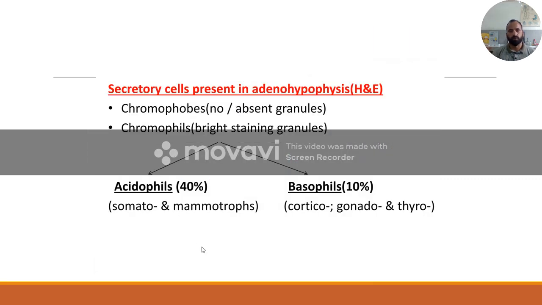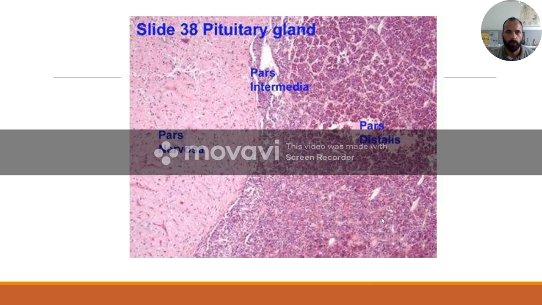Altogether, the acidophils constitute 40%. Examples are somatotrophs and mammotrophs. Basophils constitute 10%. Examples are corticotrophs, gonadotrophs, and thyrotrophs. So this is the section of the pituitary gland showing the pars nervosa, pars intermedia, and pars distalis.